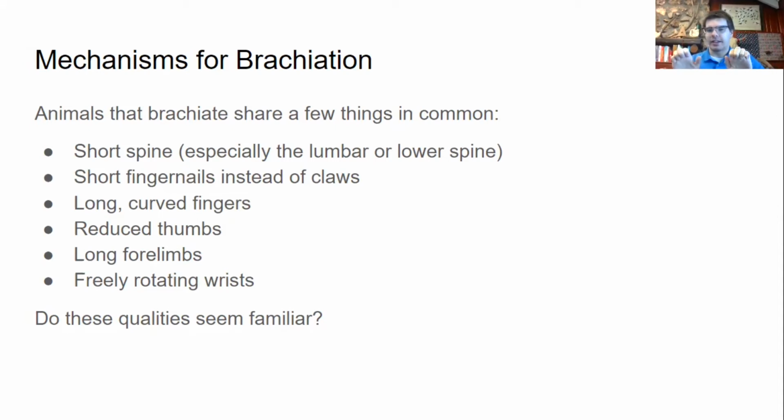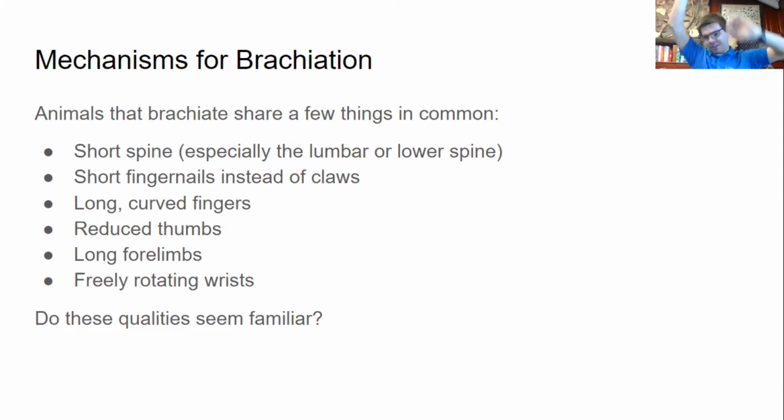They have reduced thumbs. So on a cheetah or a cat or a dog or any of these animals that have individual fingers, their thumbs are right up there with the rest of them, right? But on primates and other brachiators, their thumbs are a lot smaller.